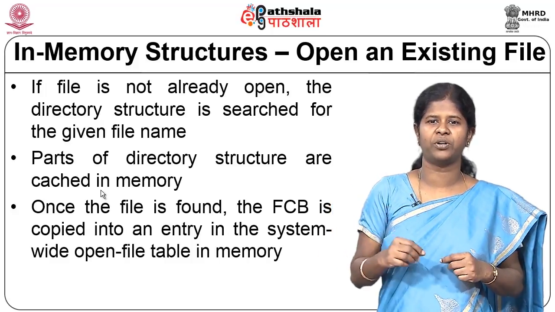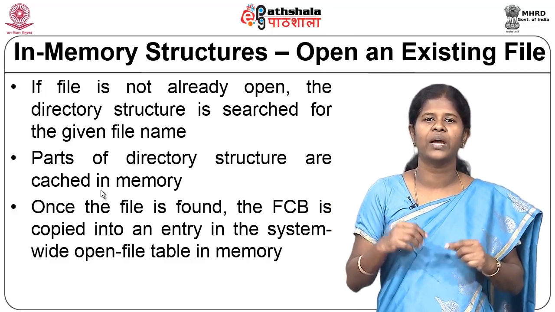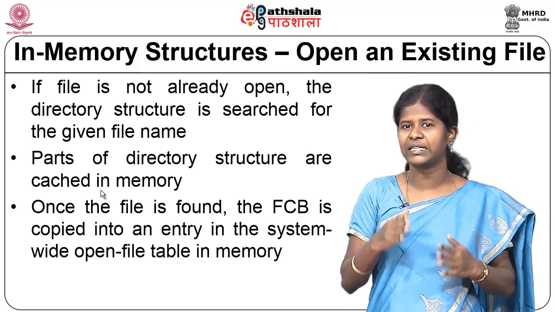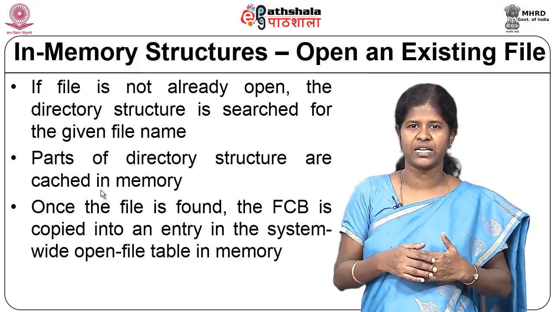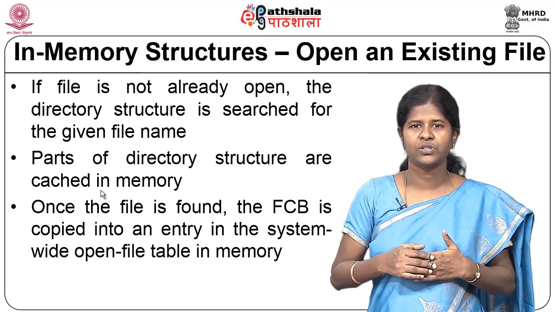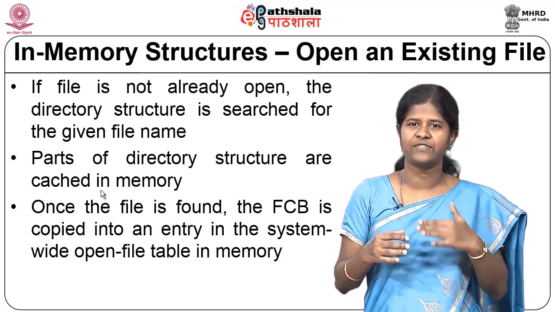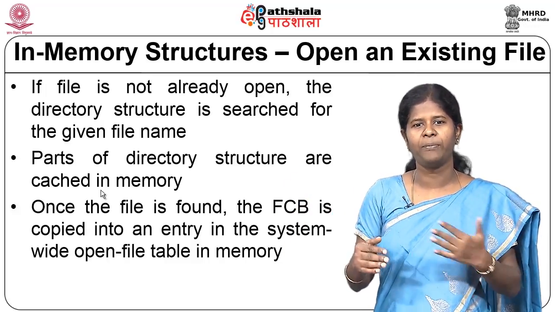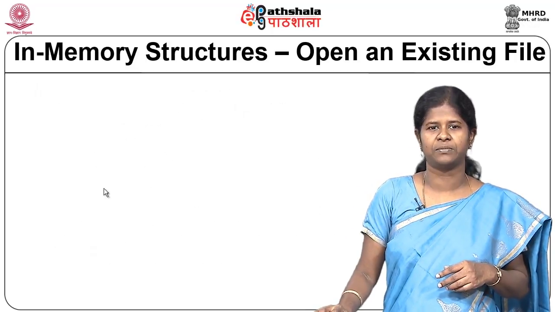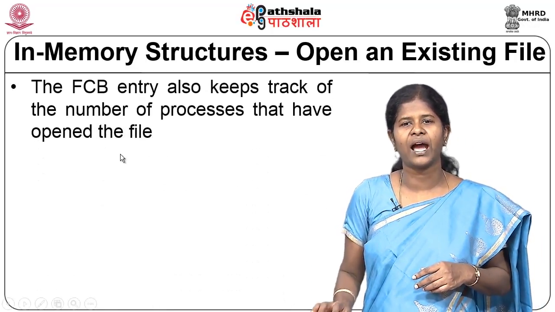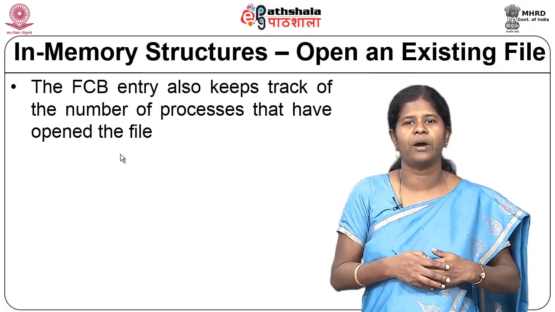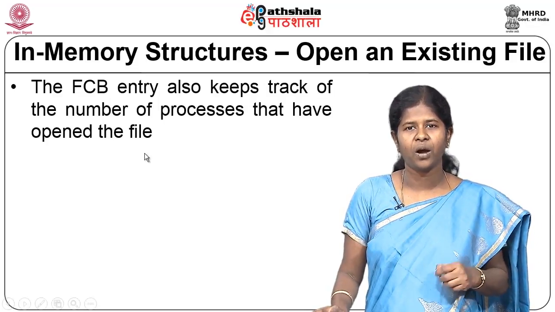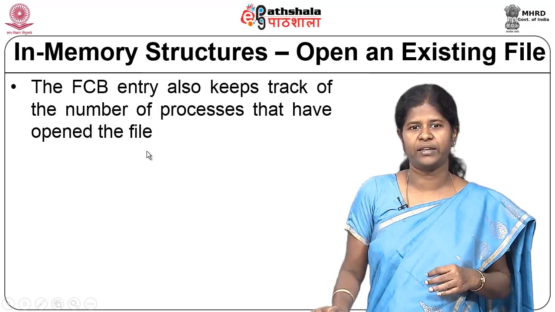So, now you get information about the FCB, and the FCB is now copied into a new entry in the system wide open file table, because the system wide open file table in this case does not have an already existing entry. You are creating an entry for the first time. So, you need to get hold of the FCB of the file from the directory and copy the FCB into the system wide open file table. So, the file table entry will also have the count of the number of processes that have opened the file.